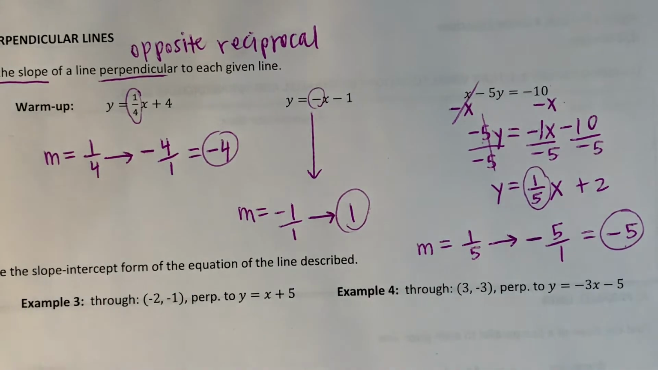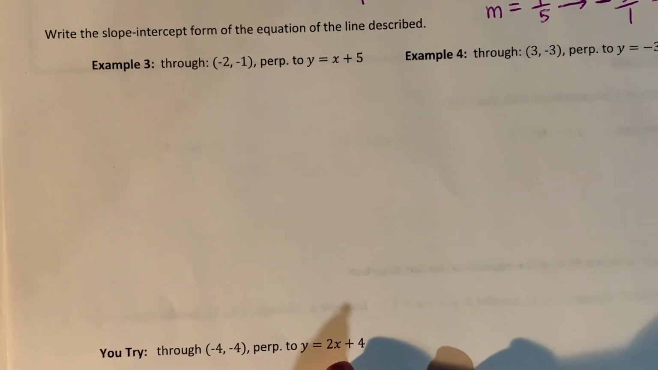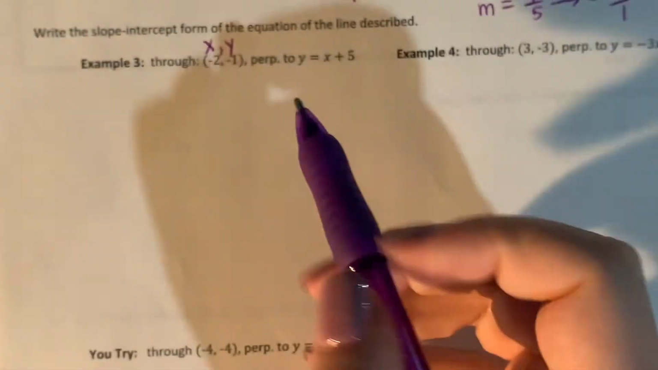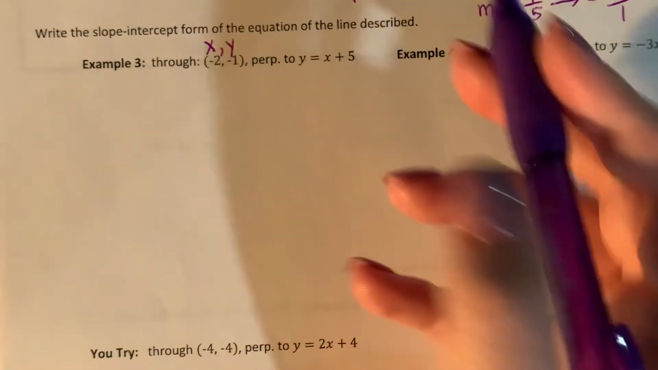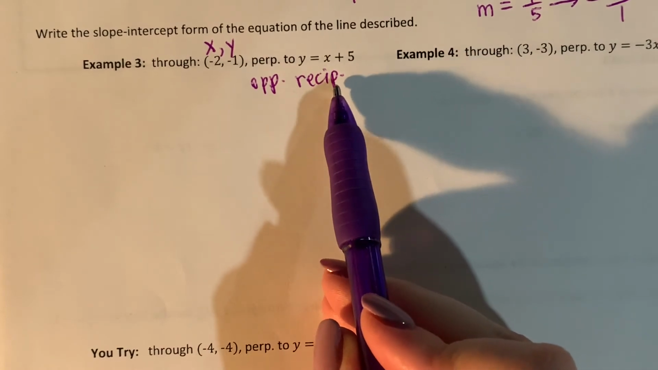Let's jump into our examples. We are asked to write the slope-intercept form of the equation of the line described. So I'm given a point, x comma y, and I'm told it needs to be perpendicular to this line. So I can make a note. I'm going to write "op recip" as a note for myself that I need to do the opposite reciprocal slope from what I see here.